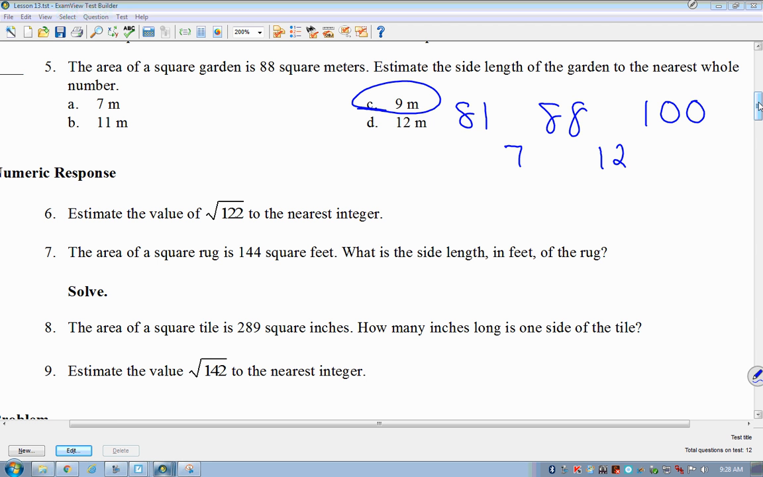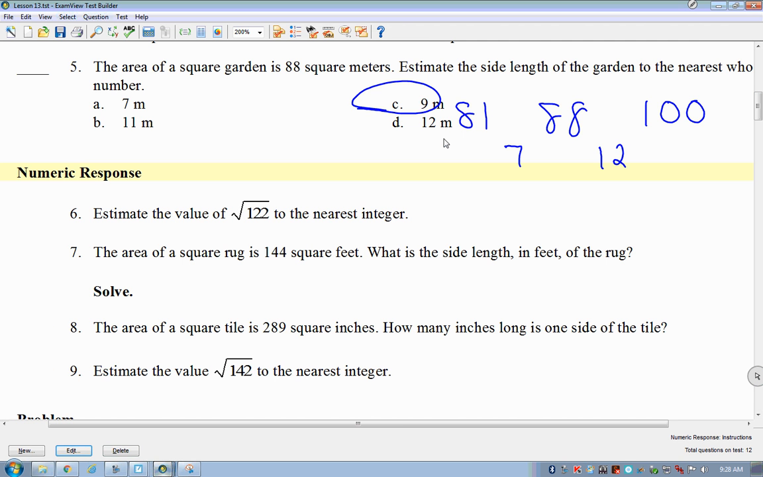What is the square root of 88? Can anybody tell me? It should be 9 point something, and it should be less than 9.5. 9.3. So that's going to round down to 9, right? Do we understand this yet? Hopefully. Okay, good. A lot of these are just dealing with estimation.